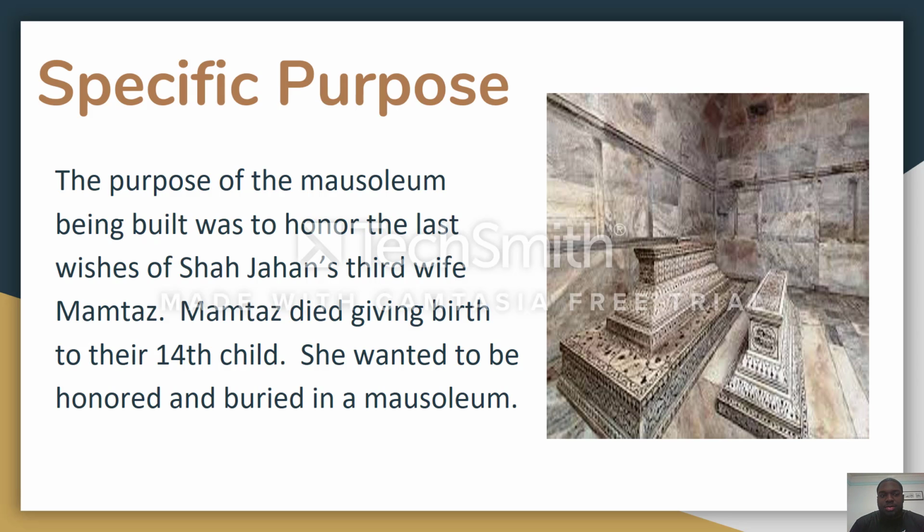Specific purpose. The purpose of the mausoleum being built was to honor the last wishes of Shah Jahan's third wife, Mumtaz. Mumtaz died giving birth to their 14th child, and she wanted to be honored and buried in the mausoleum. And then again, here's a picture of her being buried.